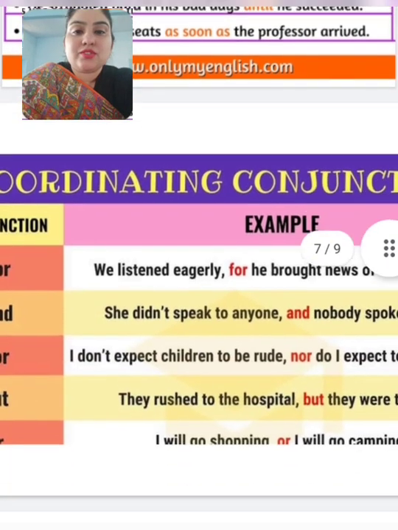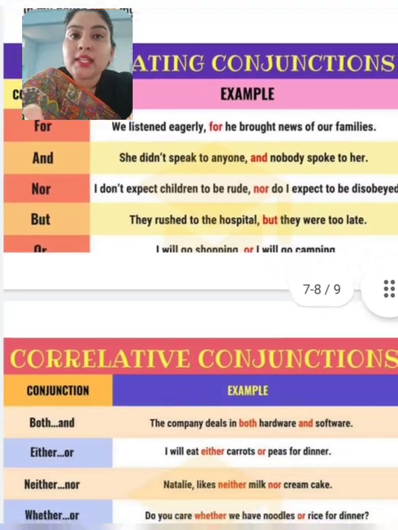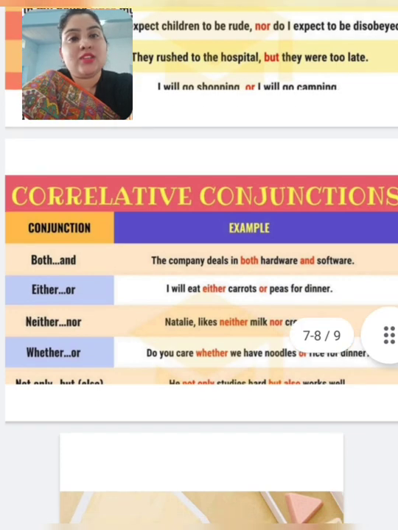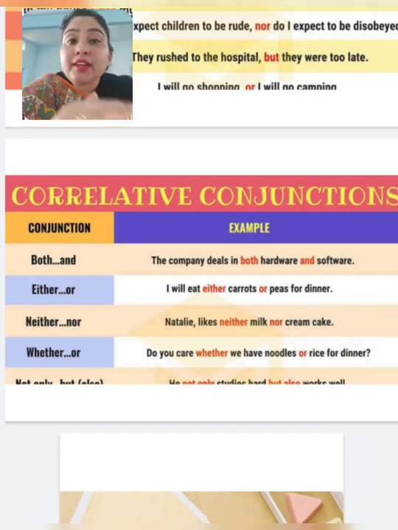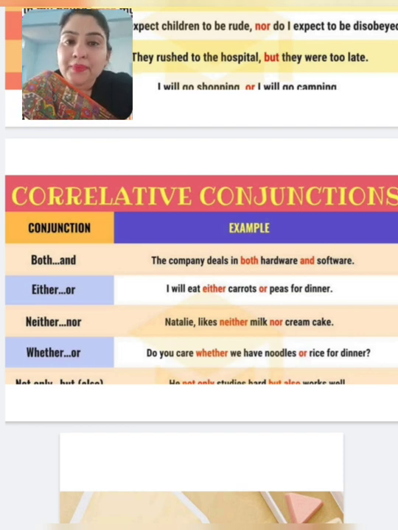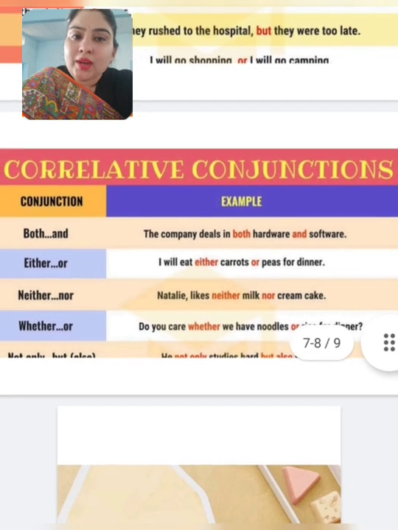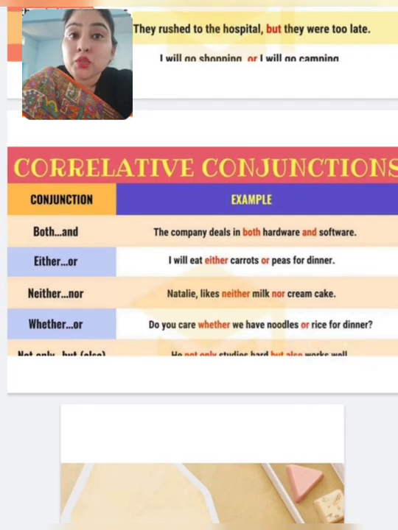Coordinating conjunctions. Now, as I told you earlier, what are coordinating conjunctions? Coordinating conjunctions are those which have the equal rank. They have equal value in a sentence. Now, for example, for. We listened eagerly for he brought news of our families. She didn't speak to anyone and nobody spoke to her.